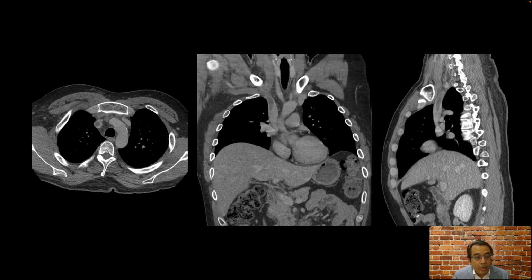Here is our next patient, and a CT of the chest was performed with IV contrast. On the CT in multiple projections we find a filling defect seen right here, also in the coronal and in the sagittal images. This filling defect is in the superior vena cava as it comes down to drain into the right atrium, and it is consistent with a clot or a deep venous thrombosis extending into the SVC.